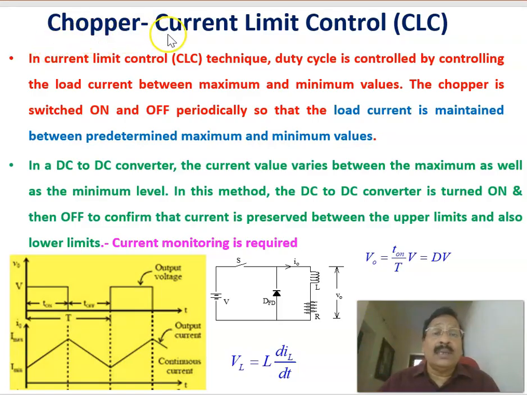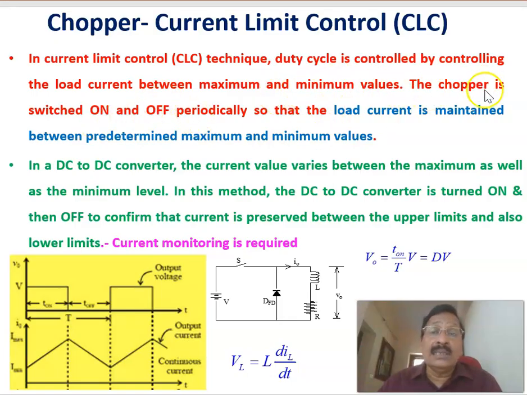Second method of chopper control is called current limit control or CLC. In current limit control technique, duty cycle is controlled by controlling the load current between maximum and minimum. We won't allow the load current to increase above a maximum value. Similarly, not to reduce below a minimum value. Therefore, we are keeping the load current in between this maximum value and minimum value. Therefore, duty cycle is controlled by controlling the load current between maximum and minimum value.